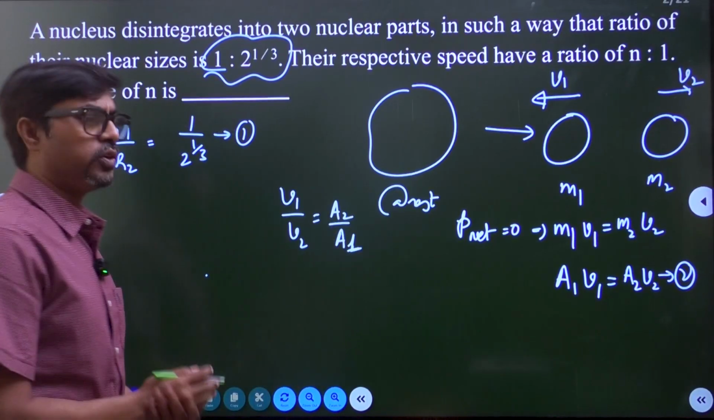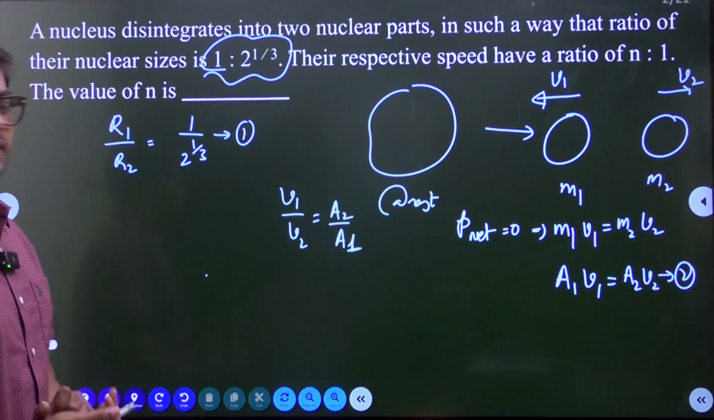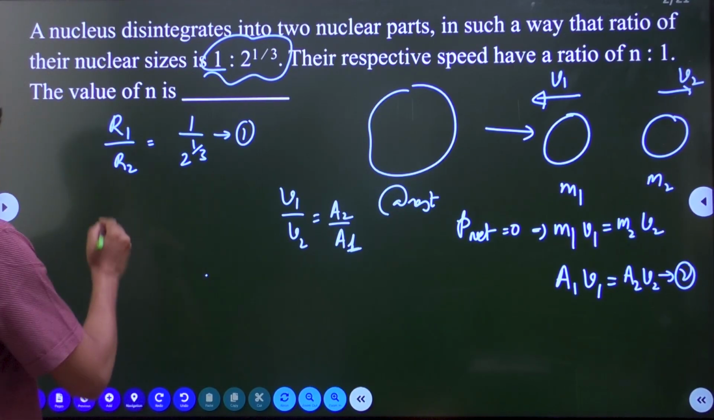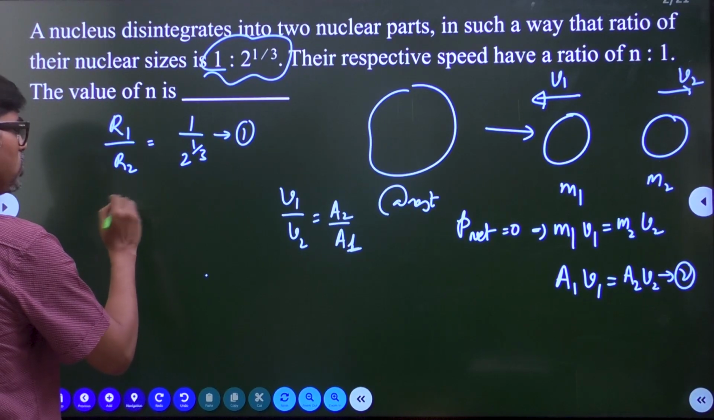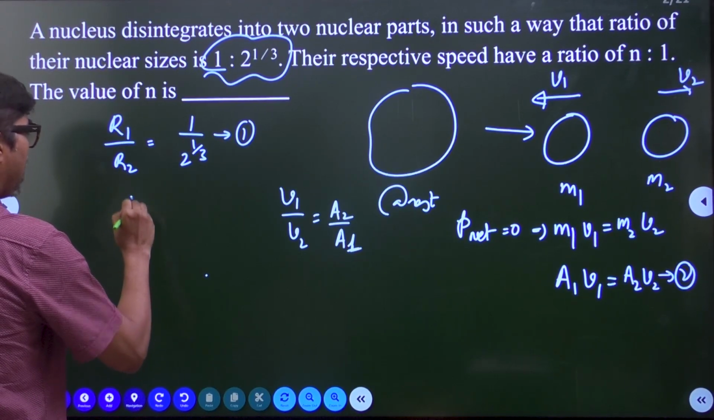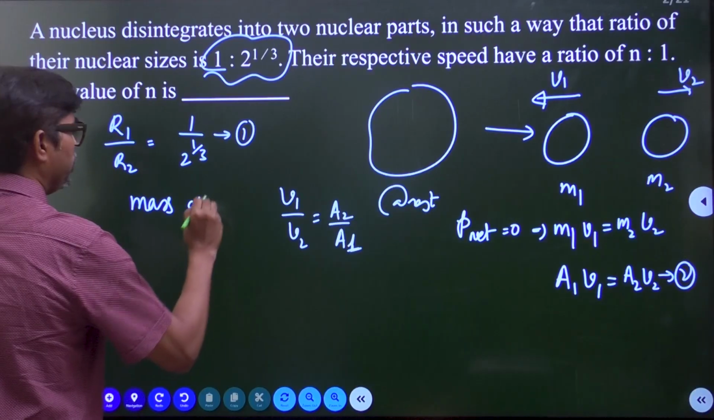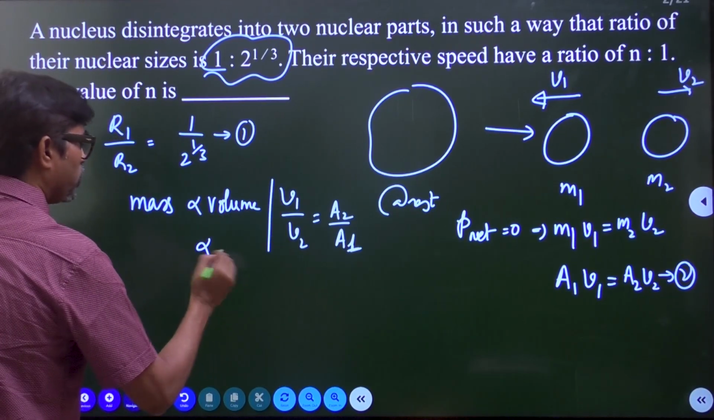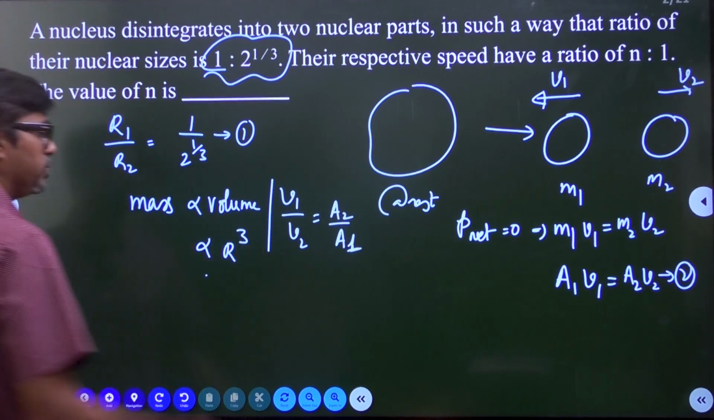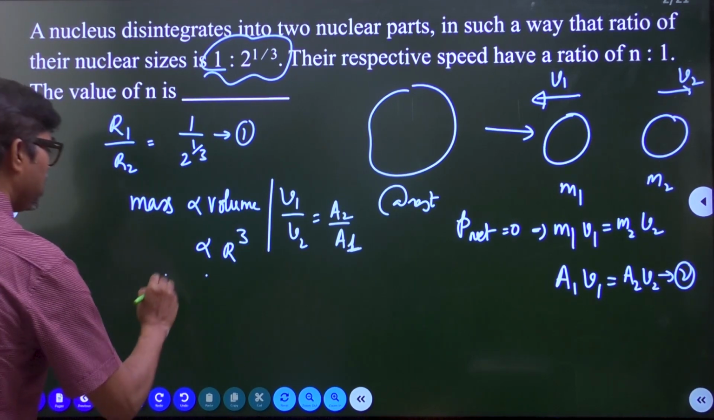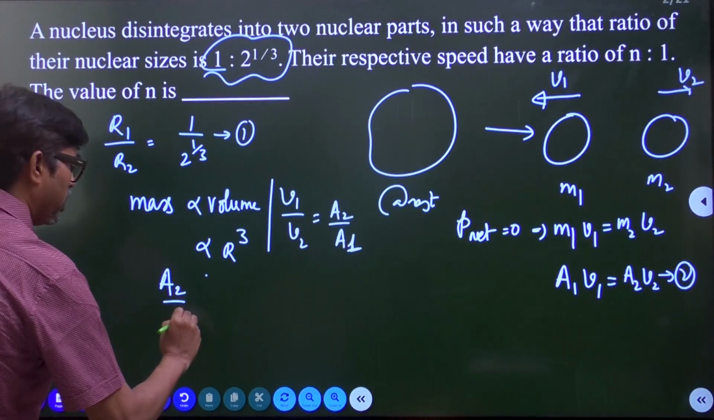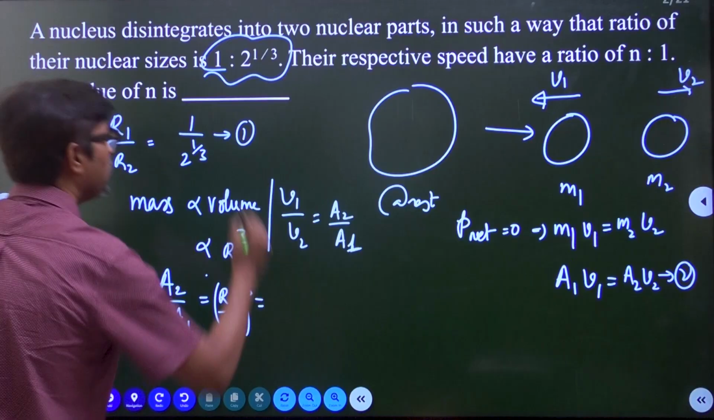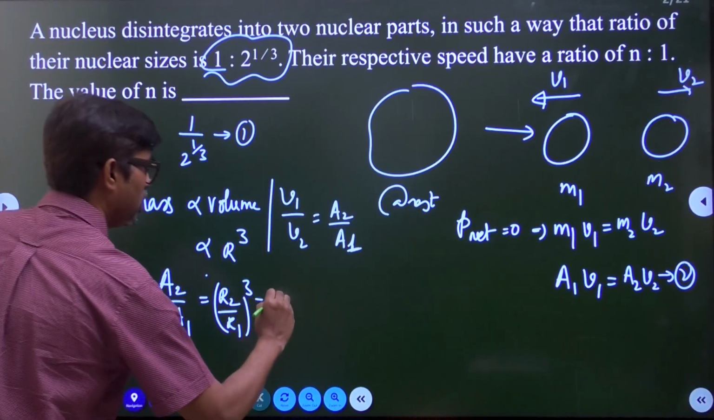Now, A2/A1 I have to calculate, but they have given the radii. How do I relate the radii ratio to the mass ratio? We have this fact: the density of the nucleus is constant. So mass is proportional to volume, because density is constant, and that is proportional to radius cubed. And so mass number A2/A1 will become (R2/R1)^3, which is just reversing it and cubing it, you will get 2.